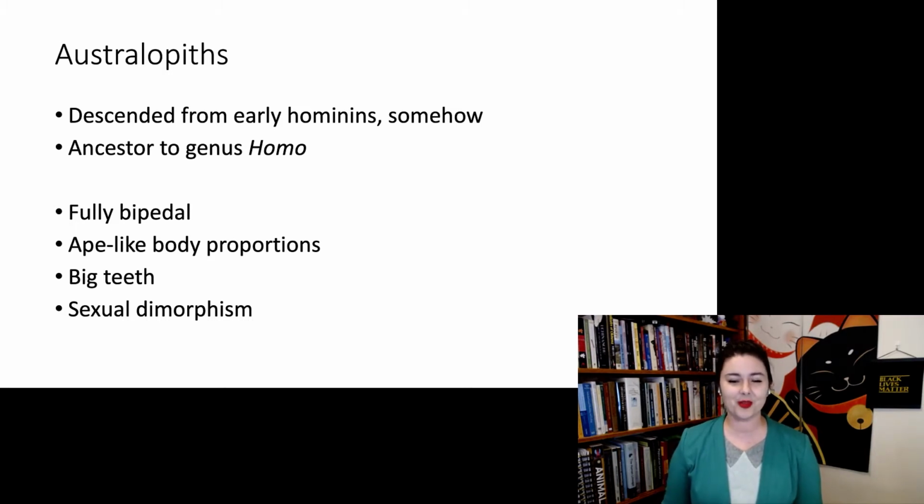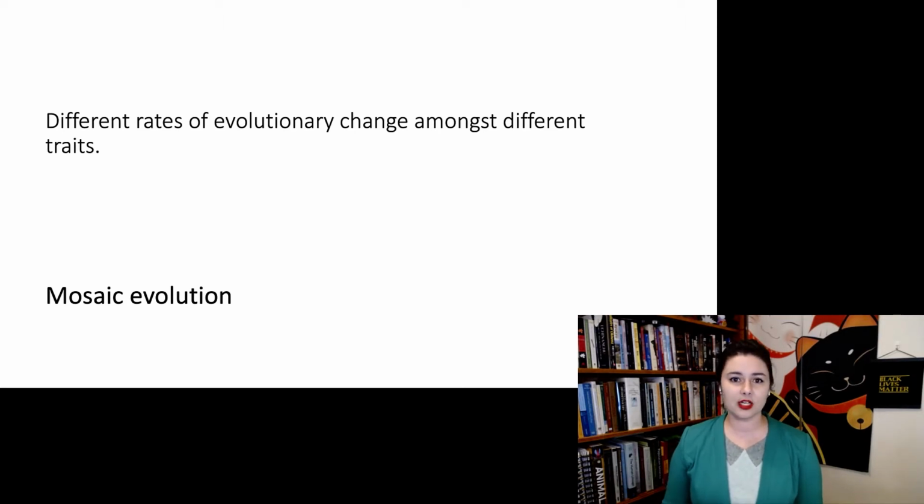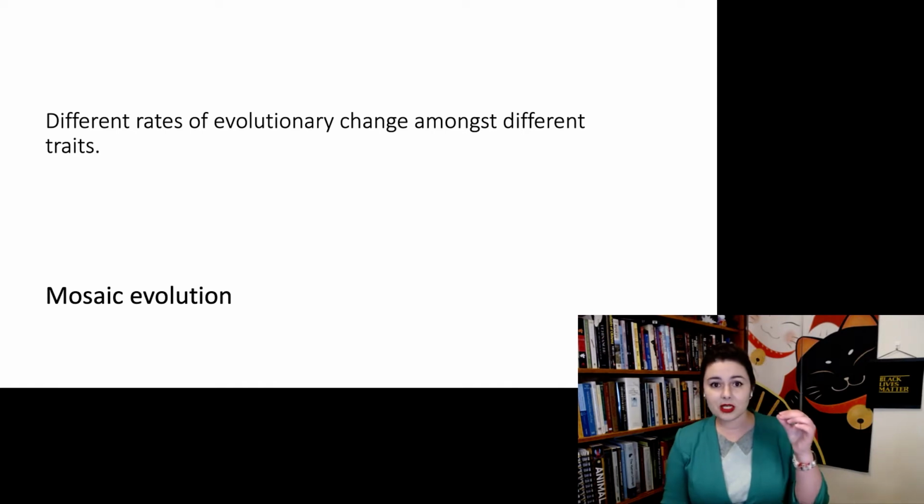Another thing we're going to see here is something called mosaic evolution. We already saw it a little bit with our early hominins, but we're going to see this theme again and again throughout hominin evolution. This is the idea that there are different rates of evolutionary change among different types of features or traits. So we're going to see changes in the legs happening at one rate, but changes in the brain and the face happening at another. We're not going to expect everything to change at once, and we're going to see different pieces of the evolutionary puzzle happen at different times.